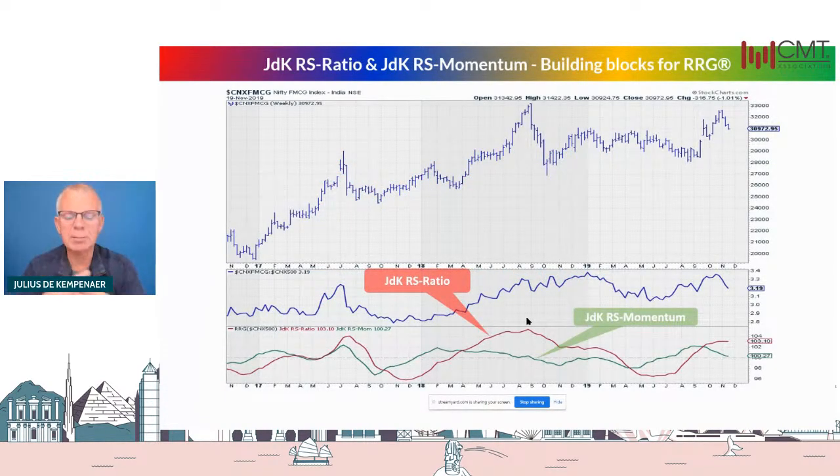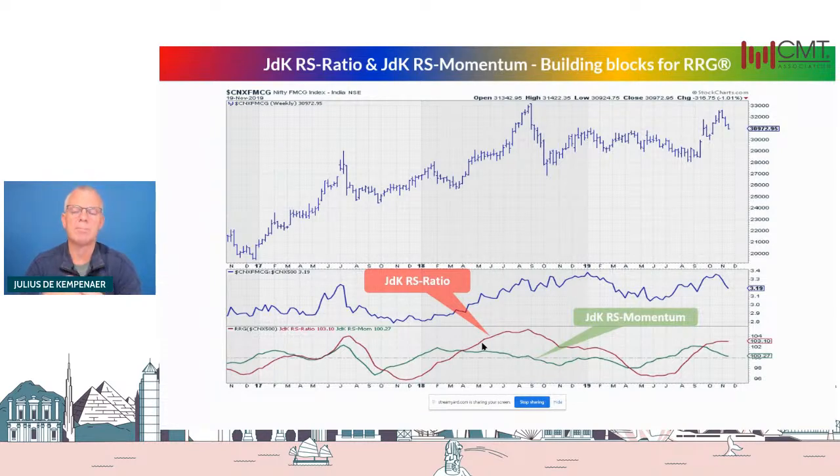The basic building blocks for an RRG are two indicators, the JDK RS ratio and the JDK RS momentum. The chart here on top is the FMCG index sector. It doesn't really matter, we could have used anything. Here is the relative strength, which I already showed you in a chart earlier with the IT index. And in the chart below, you see the red line, which is the JDK RS ratio, and the green line is the JDK RS momentum. Now, the RS ratio is our measure of trend.